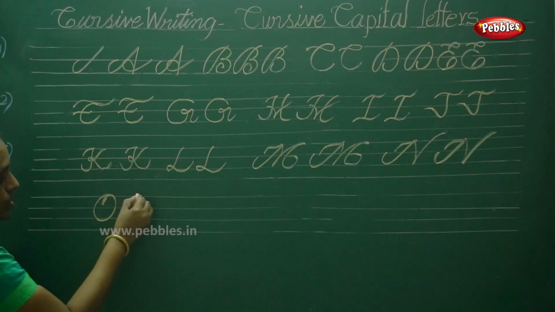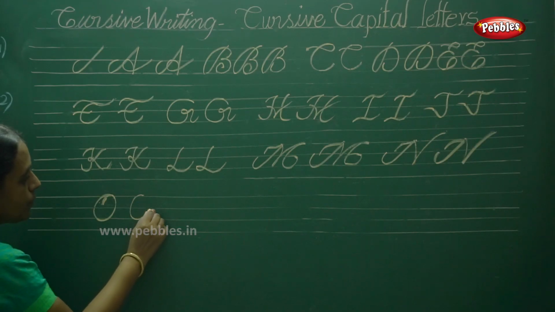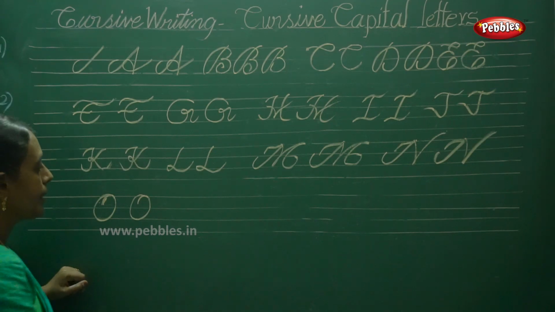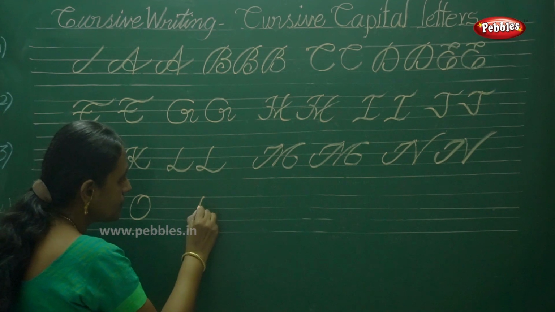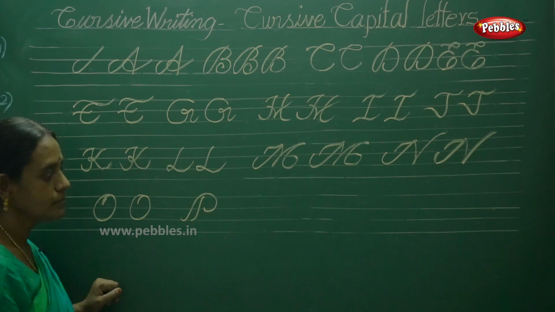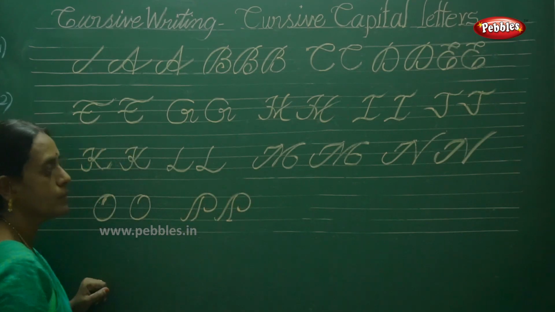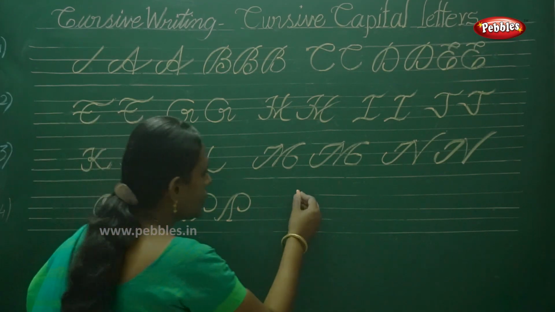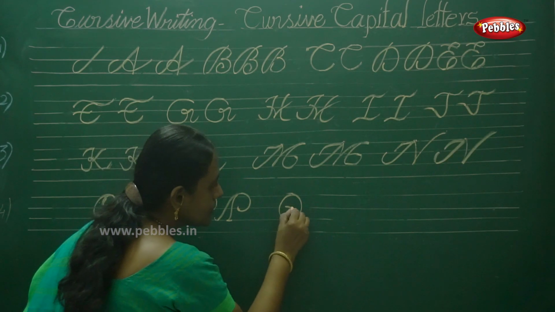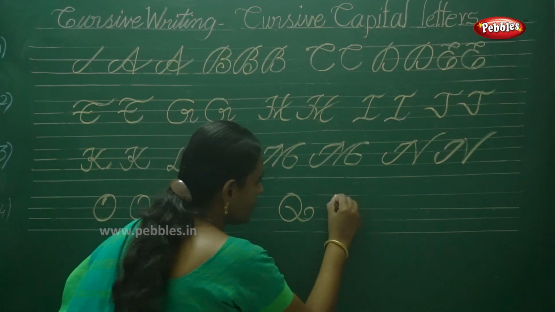Then O, inverted. The starting and ending point is the same as normal capital. When you write cursive O, make it an inverted stroke. That is cursive O. And P, that is first stroke and second one. P, 1 and 2. Next one is Q, O, and the tail is like that. Q.